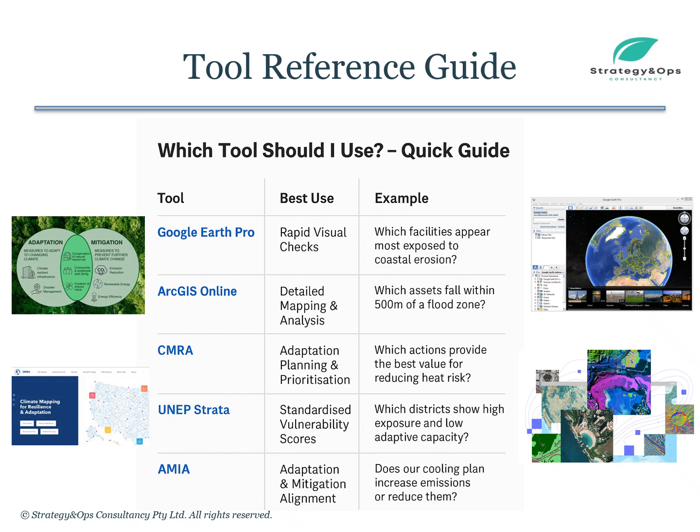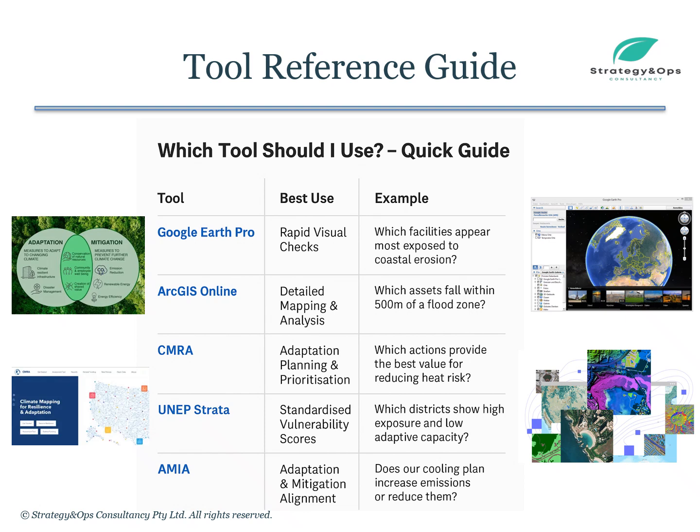Google Earth Pro is the quickest option when you need visual confirmation, such as checking if a facility is built near eroding coastline or reviewing land use changes over time. It's fast, free, and ideal for early scoping or stakeholder communication. ArcGIS Online is the best choice when you need deeper analysis. If your task involves buffers, overlays, exposure statistics, or building multi-layer maps for planning, ArcGIS provides the analytical power required.